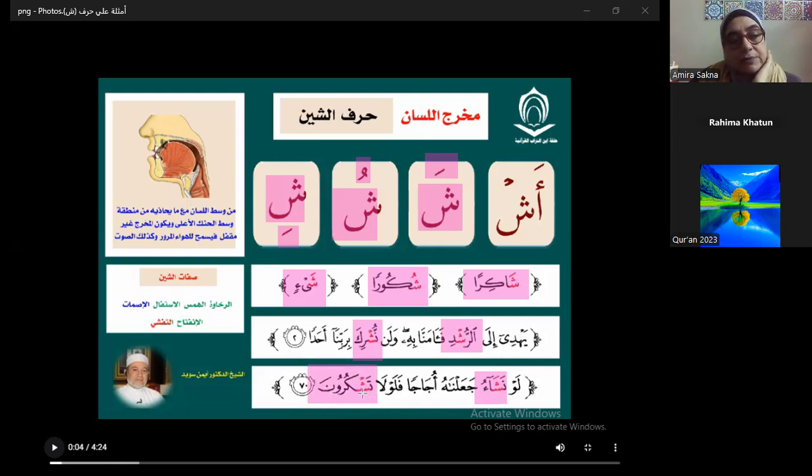Here also the sheen is having sukun. تشكرون. If I continue the recitation, I'm going to repeat all the sheen with sukun. Ash. Okay, let us first repeat this word. تشكرون.